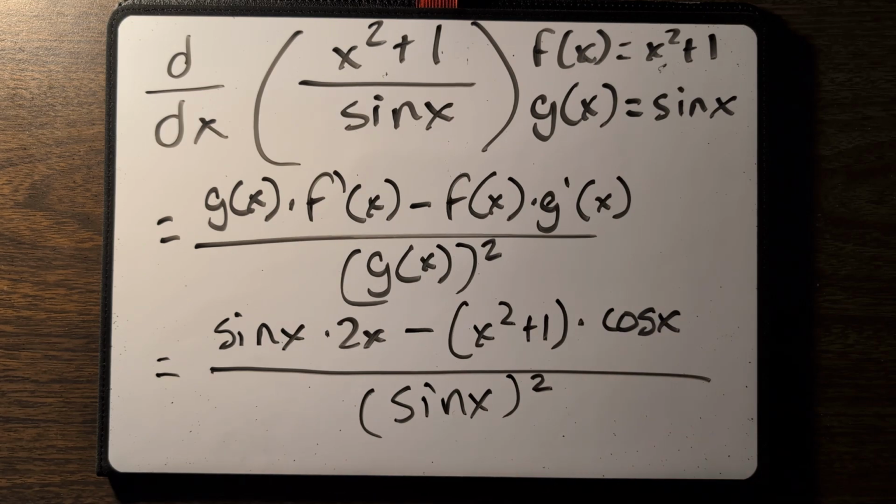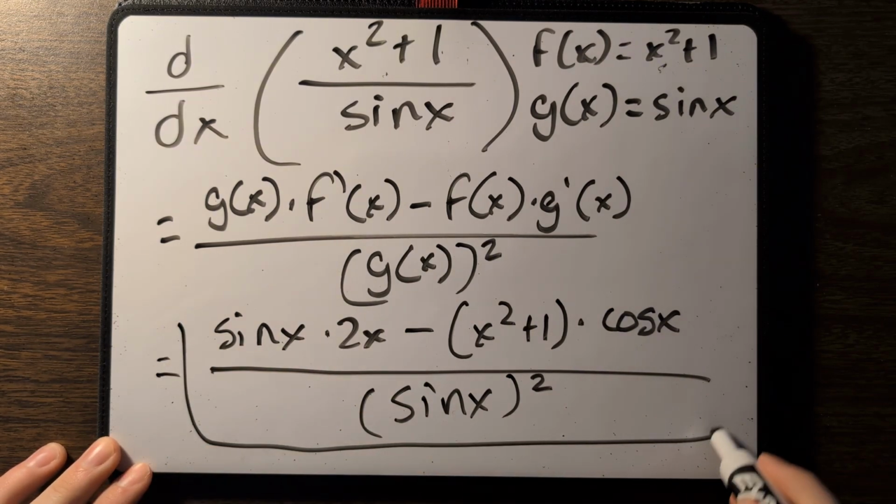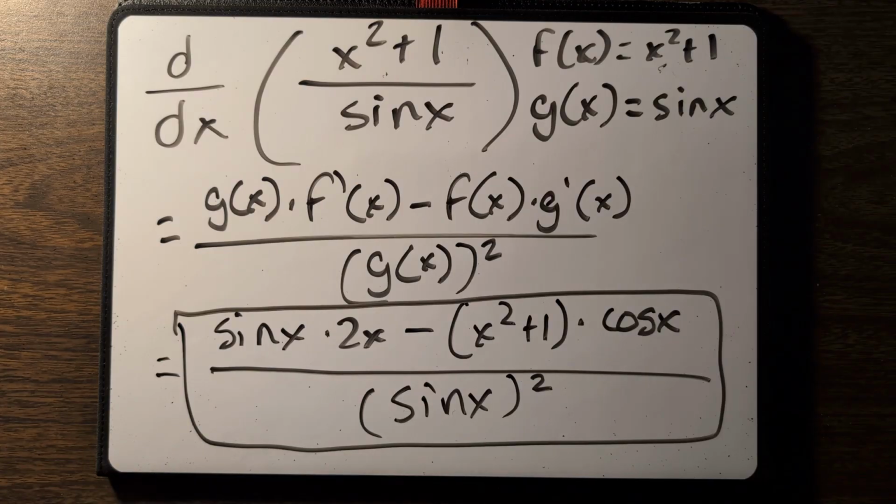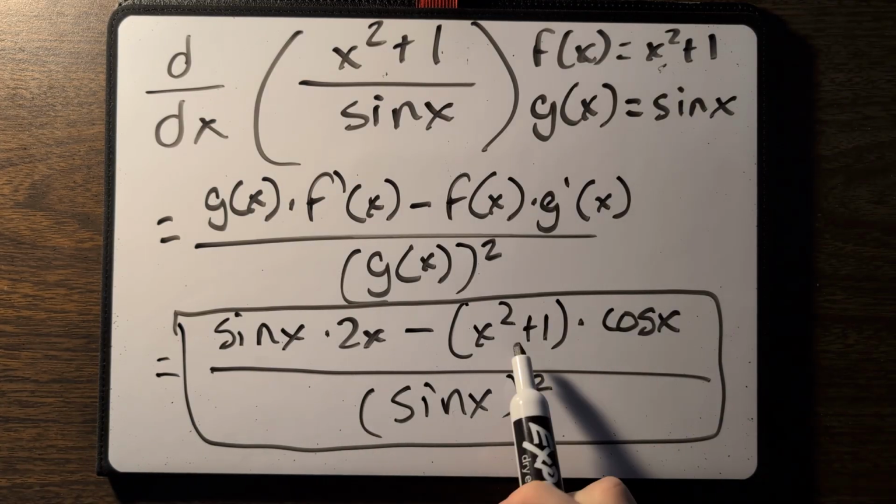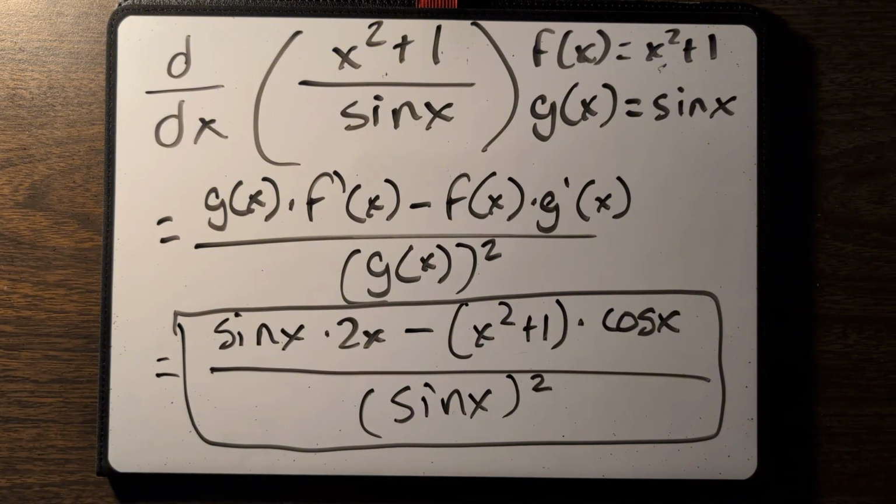And this is it. It's as simple as that. This is our answer. It doesn't appear that there's any simplification we could do. Maybe you could distribute the cosine, but other than that, not much.